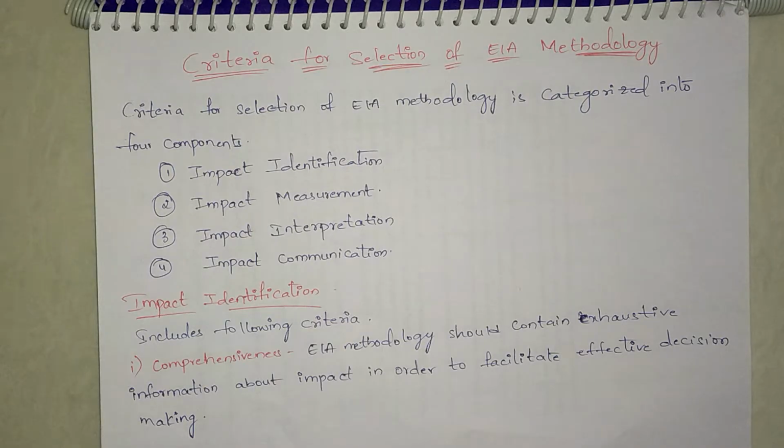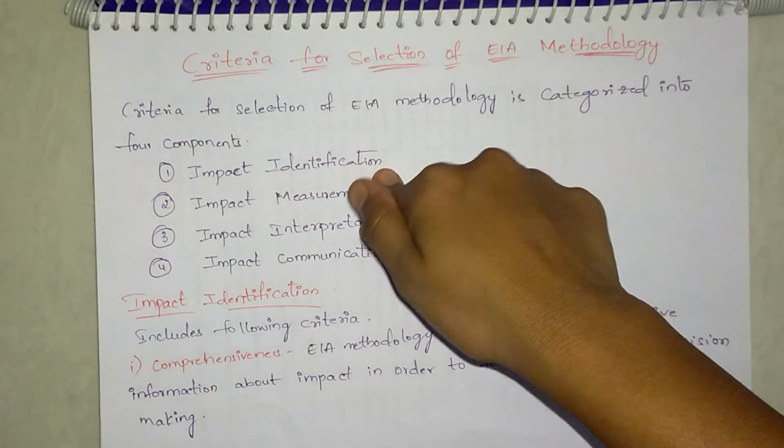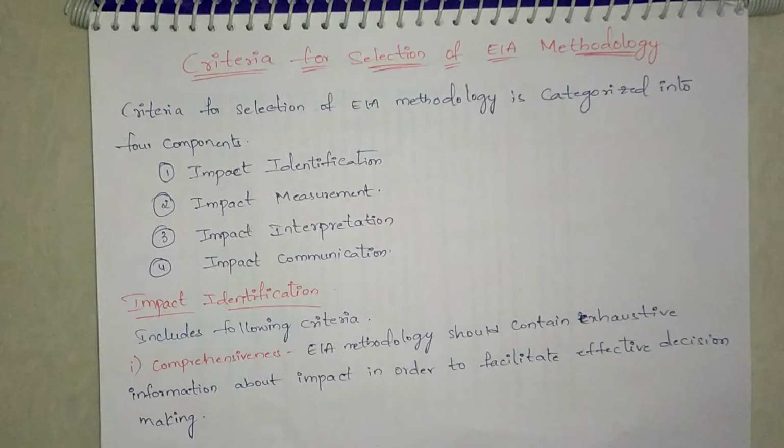Impact identification, impact measurement, impact interpretation and impact communication. So for every project you will go through all these four components, and based on the data which you have collected through this process, you'll use that data to identify which methodology you have to use. So first one is impact identification. For every component in this you will have sub components, I mean sub factors you can say.